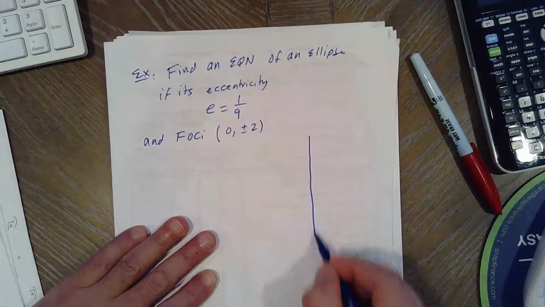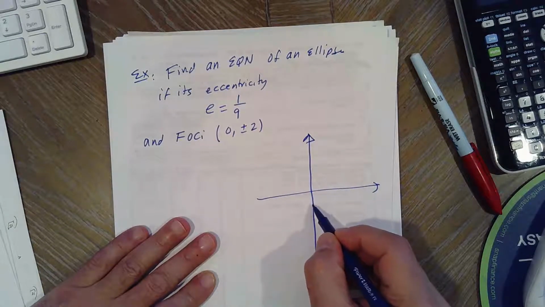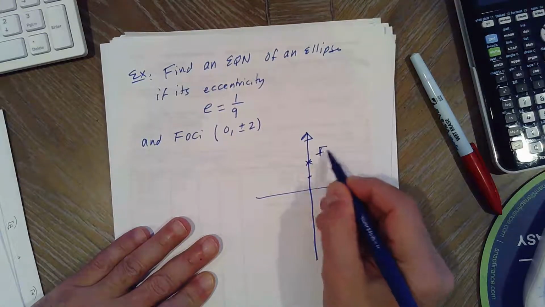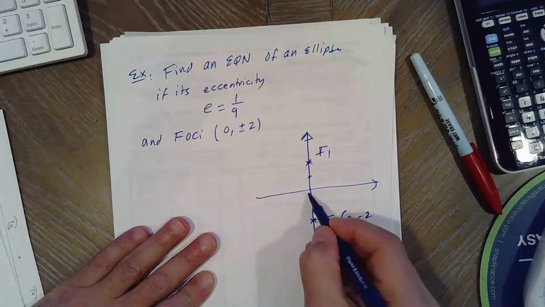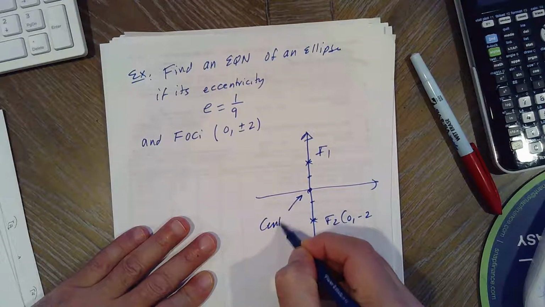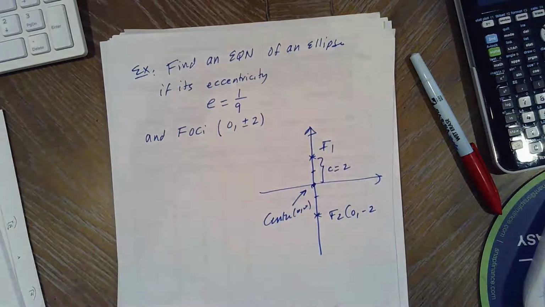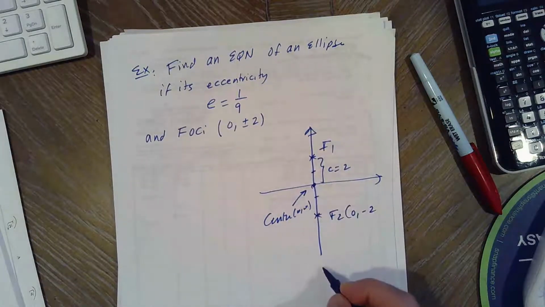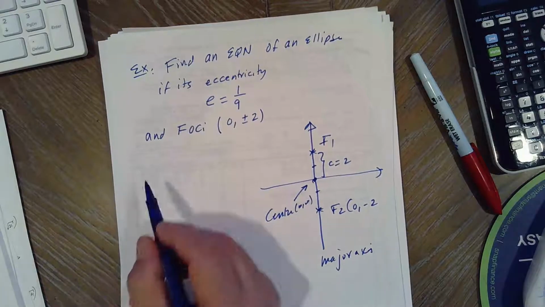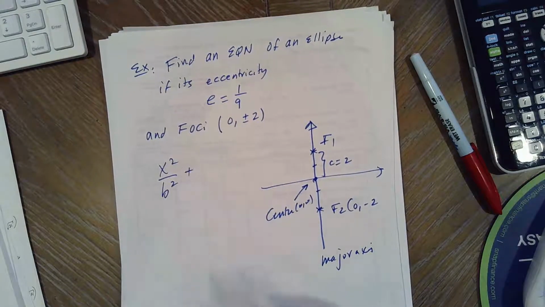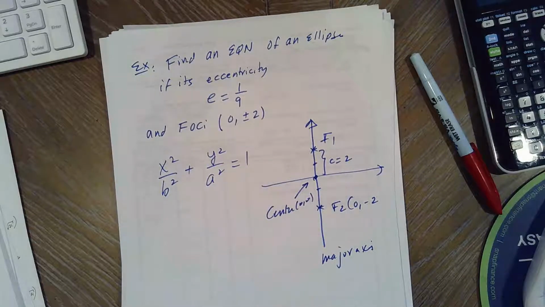If you look at the foci, there's (0, 2) and (0, -2). So obviously the center is at (0, 0). It's the midpoint of F1, F2, and c is 2. That's what we get from there. And the major axis is the y-axis, so it's vertical. So it's going to be x square over b square, the bigger value is the y, y square over a square equals 1.